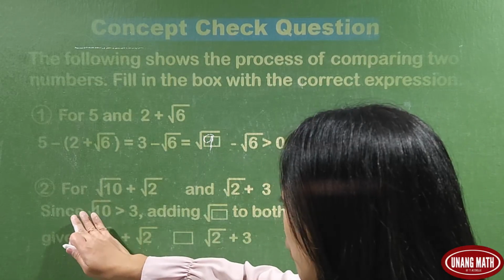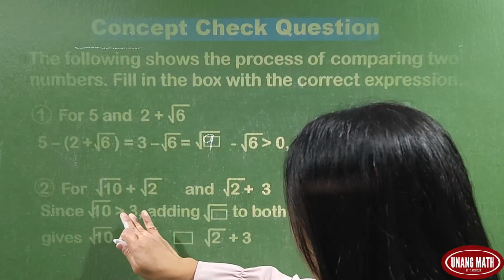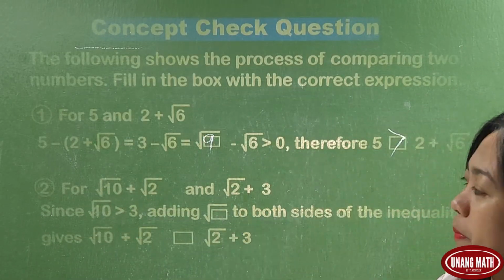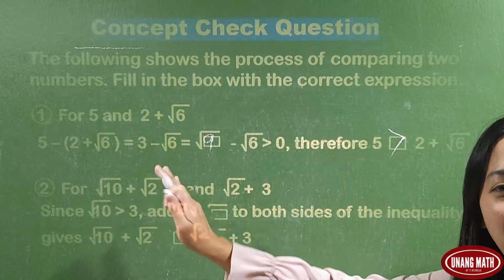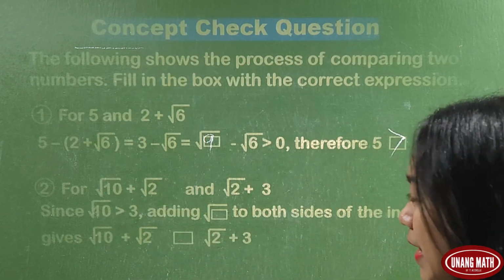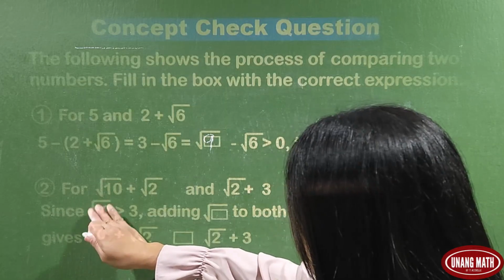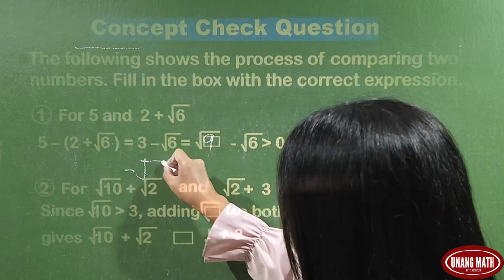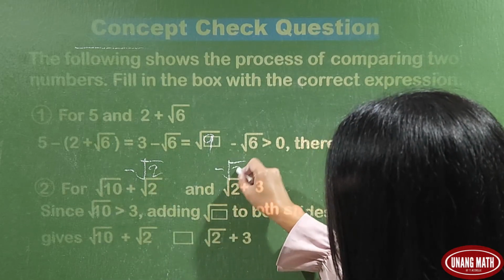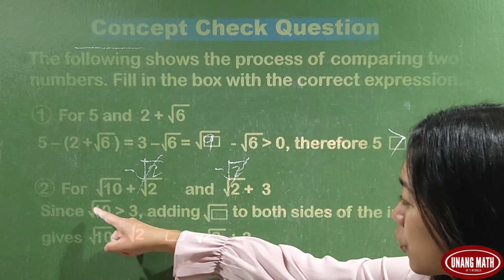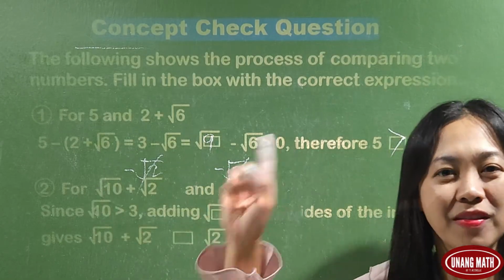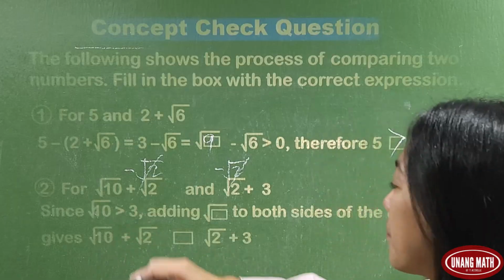Okay, since the square root of 10 is greater than 3, in this number 2 problem we will be using the properties of inequalities. Since the square root of 10 is greater than 3, because if we subtract the square root of 2 minus the square root of 2, this will be cancelled. So the square root of 10 is greater than 3 because the square root of 10 is 3 point something. So it's greater than 3.